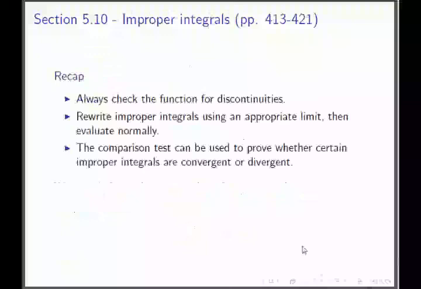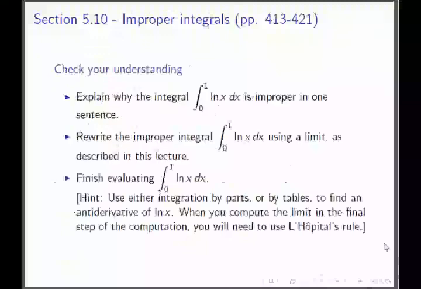In the next video we're going to start chapter 6, which involves applications of integration. But before we do that, I'd like you to try to explore improper integrals a little further. First explain why this integral is improper, then rewrite it using a limit, and then go ahead and finish computing it. To do this you can use either integration by parts to find the antiderivative of natural log, or tables. And when you get to the point where you need to compute a limit, you'll need to use L'Hopital's rule.